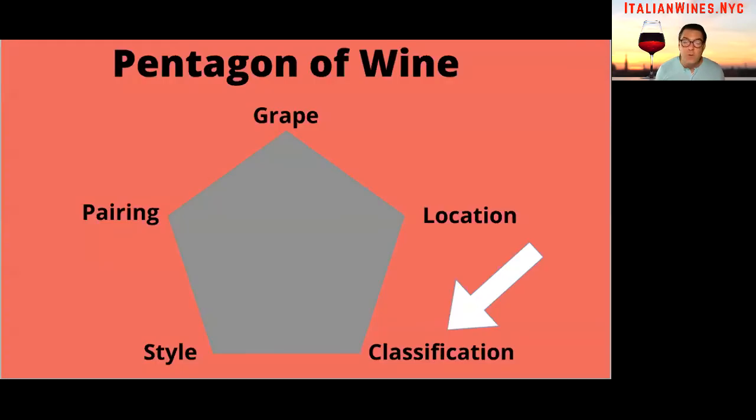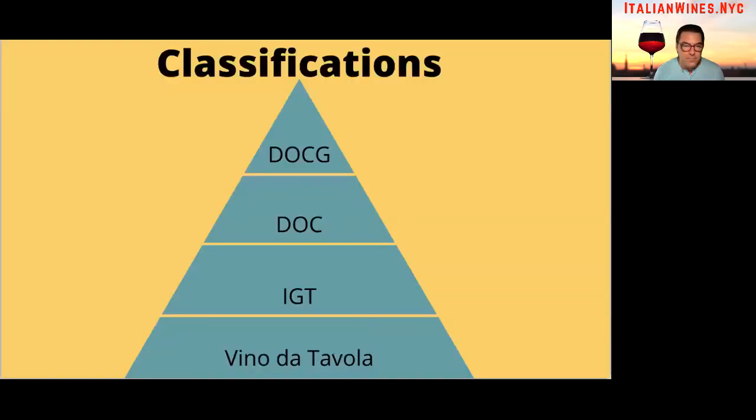So if you've seen my previous videos, you'd know that the pentagon of wine is your way of organizing massive amounts of information about Italian wine into 5 easy buckets. As you can see, classifications have their own corner on the pentagon because they're super important, but also super easy to understand. Let's look at this classification pyramid.